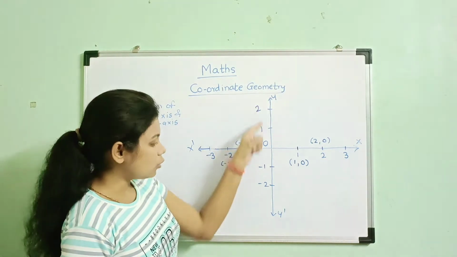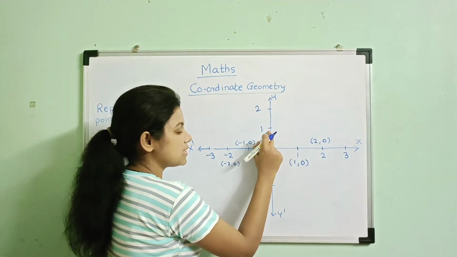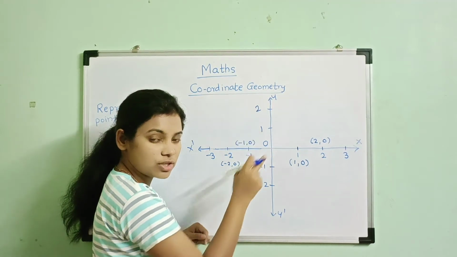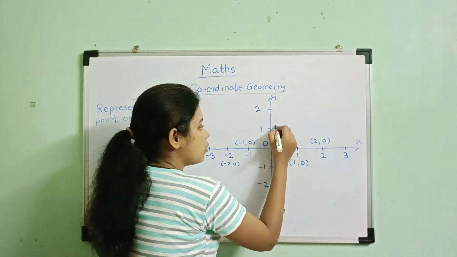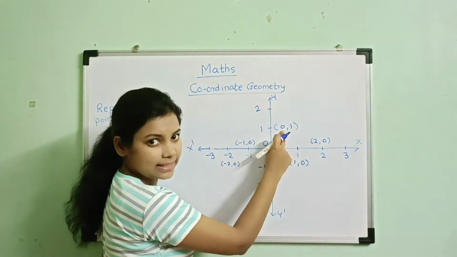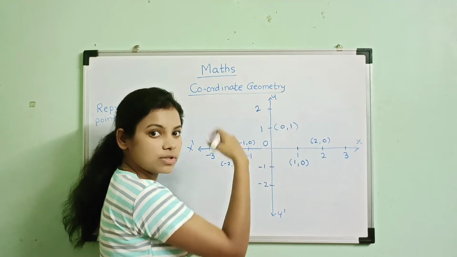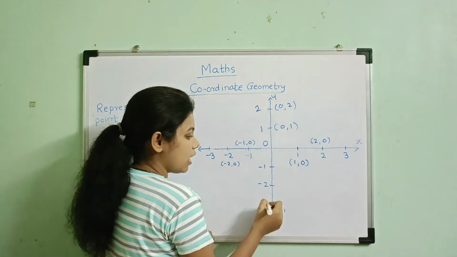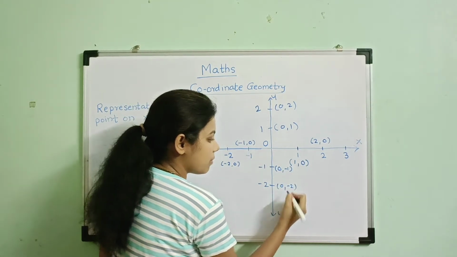Similarly, how to represent any point on the y-axis? Simply, how to represent this point? There is movement of 1 unit in the positive y direction and there is no movement in the x direction. So how to represent this point? 0, 1, because there is no movement in the x direction, so it will be 0, and 1 unit movement in the positive y direction means 1. Similarly, 0, 2, and how to represent these points? Simply 0, -1 and 0, -2.